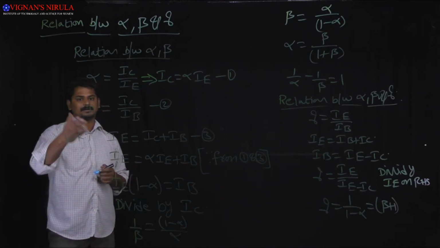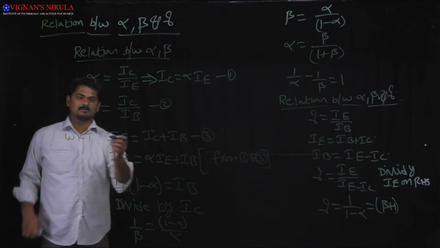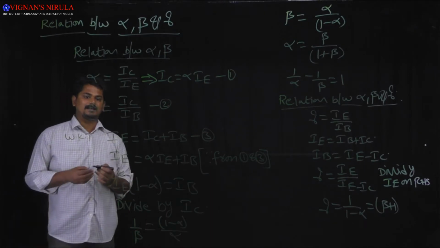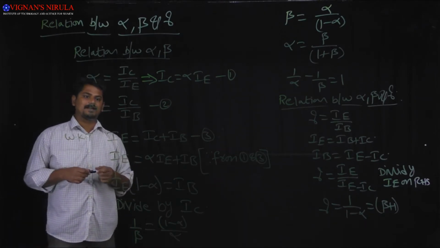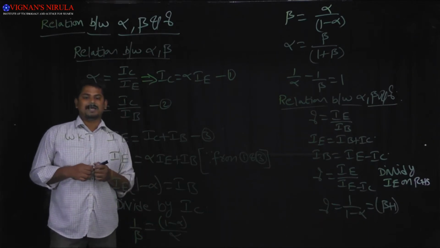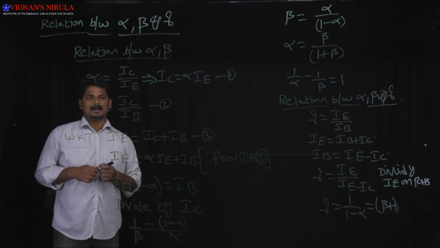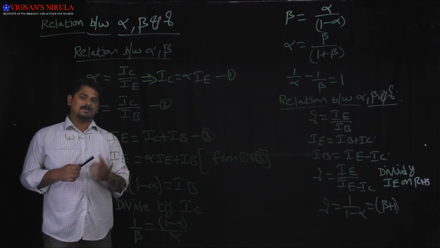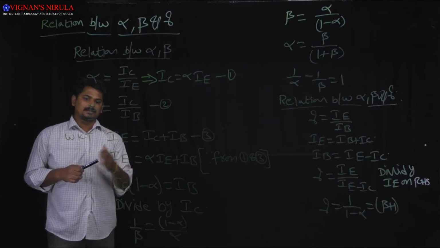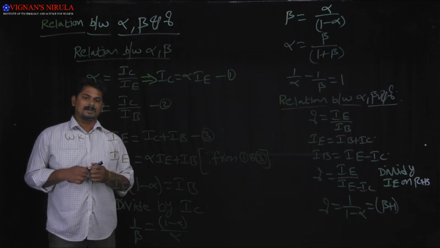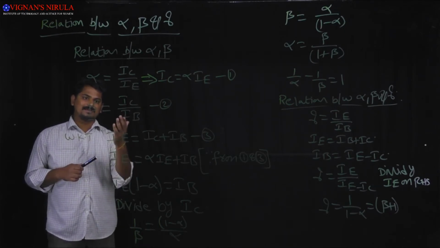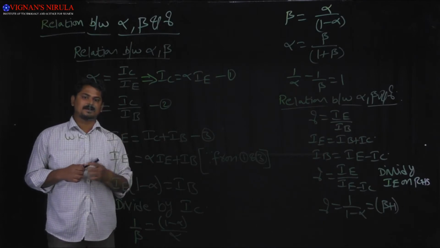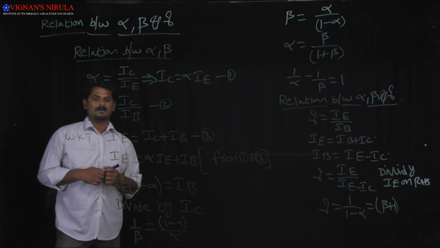And we know that beta, the current gain for the common emitter configuration, is equal to IC divided by IB. Here IC is the output current and IB is the input current, and IC by IB is always greater than 1. The range will be in hundreds, up to 400, because IC is in milliamperes and IB is in microamperes.